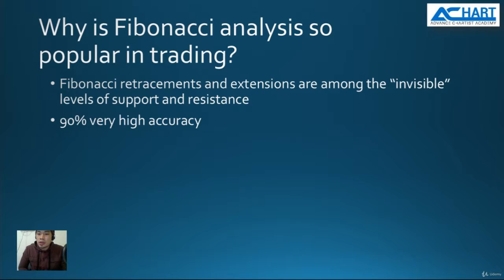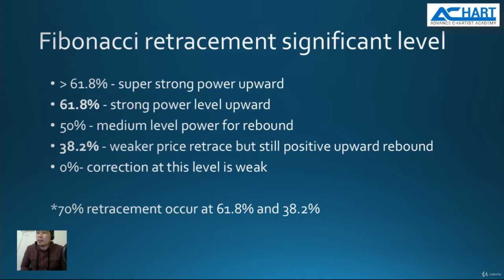For this session, regarding advanced charting, we are using 61.8% as our super strong power upward. If the stock is at the 61.8% level of retracement, the consequent rebound would have a strong power level upward. It means that it has a high chance to go upward and reach its target.